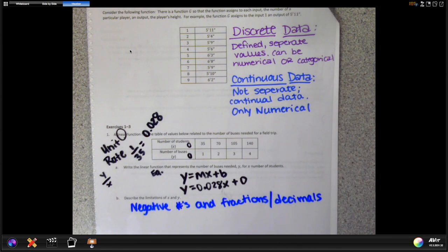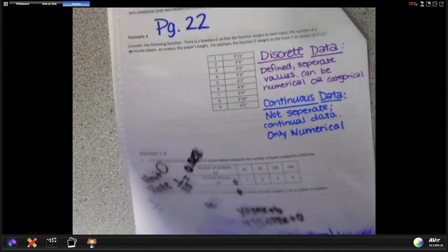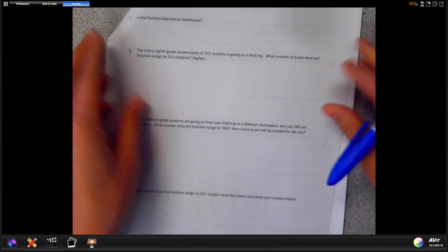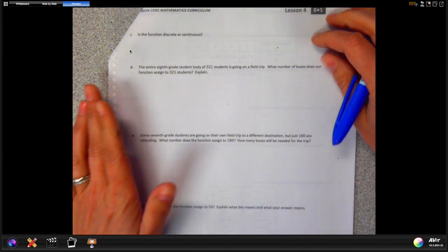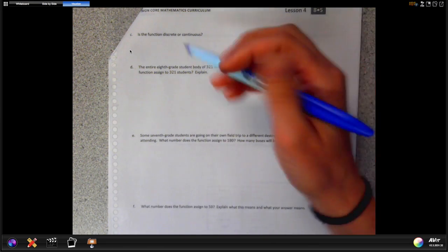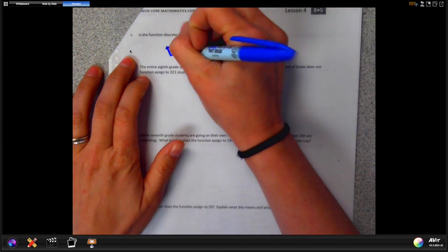So if you turn the page to page 23, we're going to keep going with this. So part C now asks you, is the function discrete or continuous? And remember, discrete means you have separate individual pieces of data. It's not a continual thing. Well, in this case, it is discrete again.